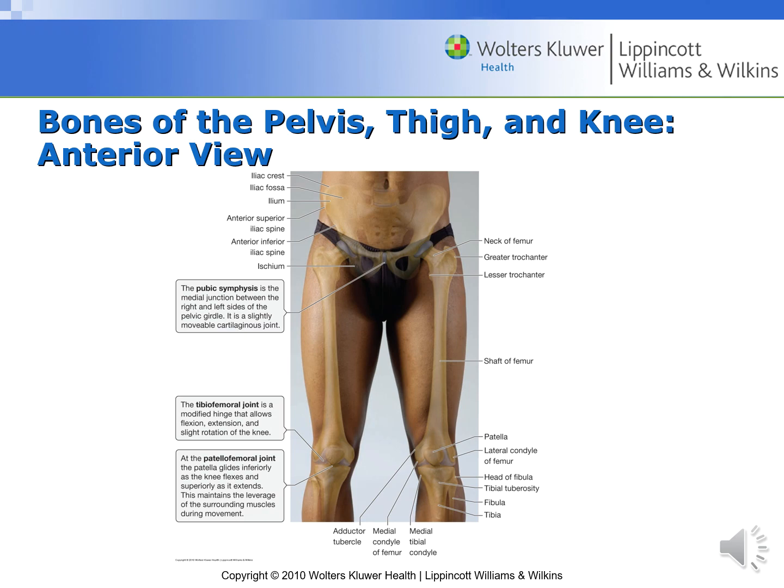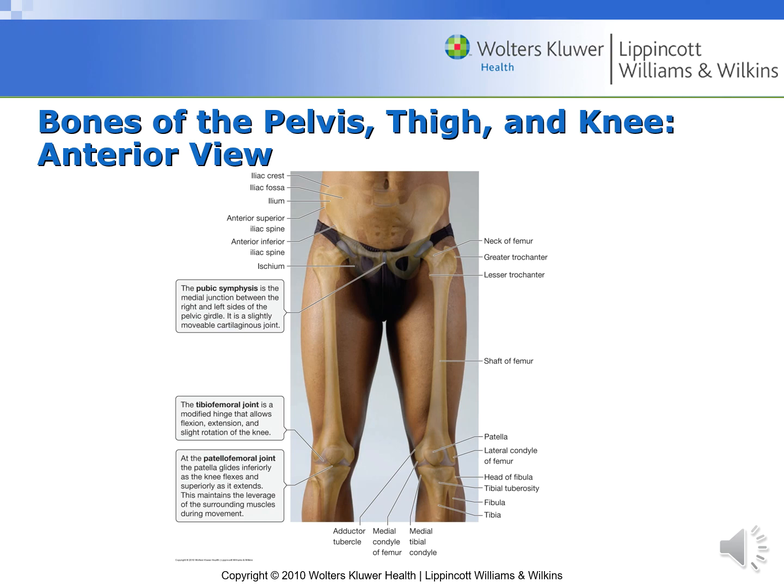We also see, traveling down inferiorly, the tibiofemoral joint. It is a modified hinge that allows flexion, extension, and a slight degree of rotation of the knee. And we see the patellofemoral joint. The patella glides inferiorly as the knee flexes and superiorly as it extends. This maintains the leverage of the surrounding muscles during movement.